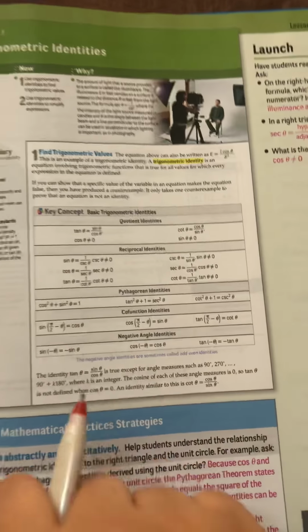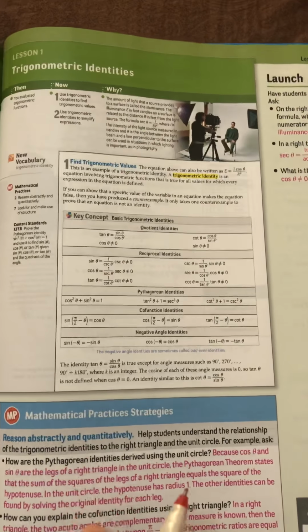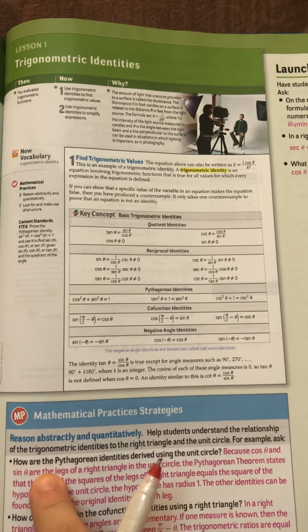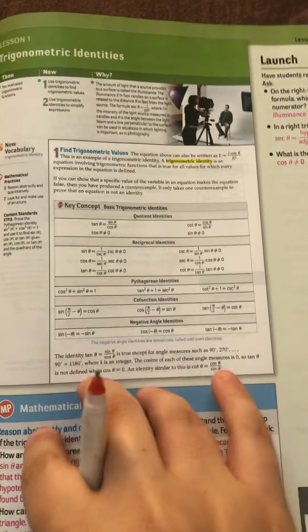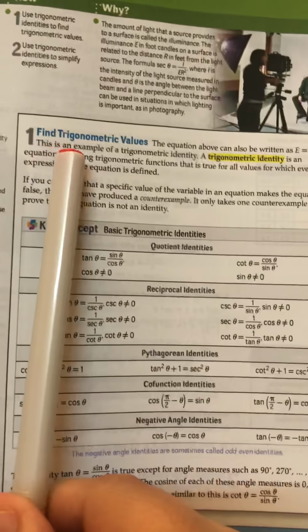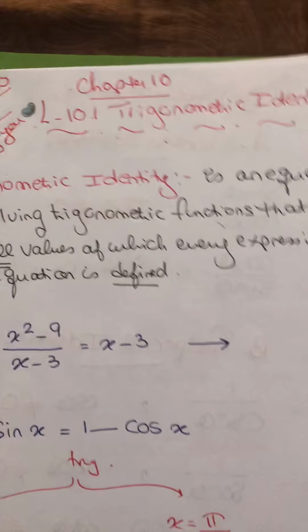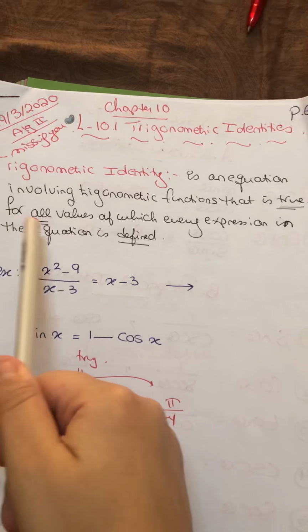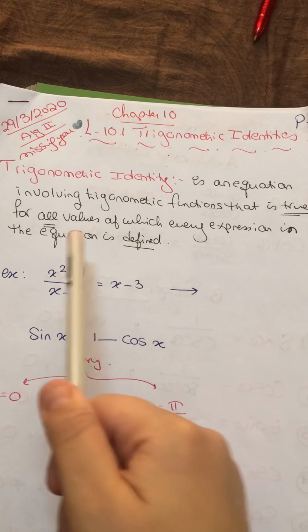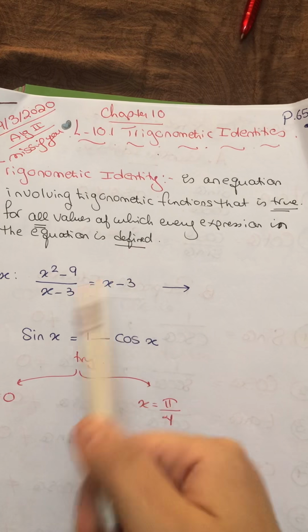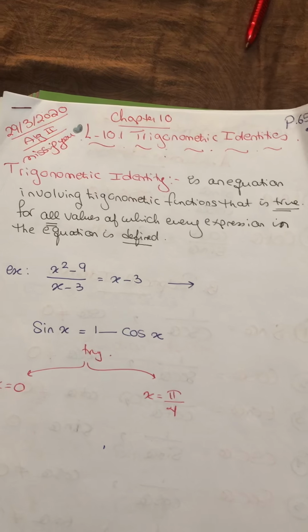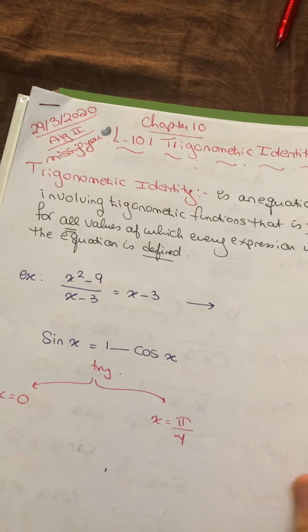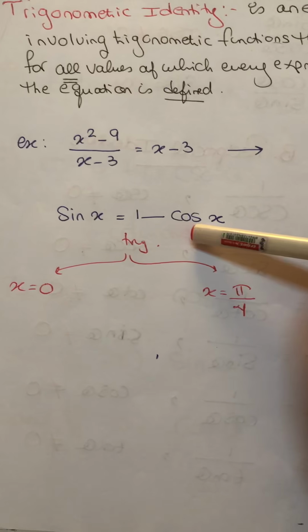So first of all, we took identities in lesson 4.7, proving identities before. If you remember, you just had to prove that the left side of the equation is equal to the right side of the equation. This time it is called a trigonometric identity. What's the difference? A trigonometric identity is an equation involving trigonometric functions that is true for all values for which every expression in the equation is defined. So the difference is that before they were just equations in x and y. This time we have trigonometric functions in them. So for example, this is just an identity. This is a trigonometric identity.